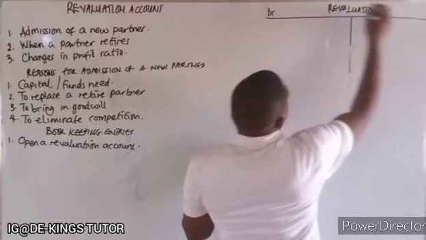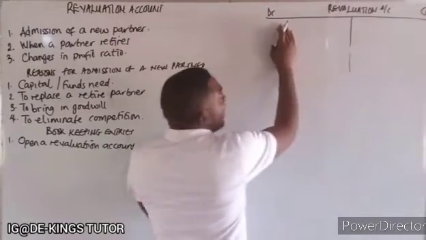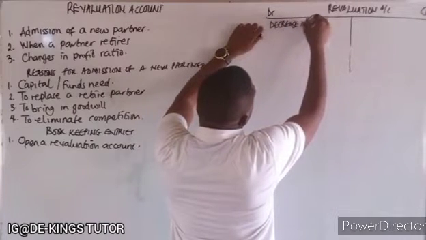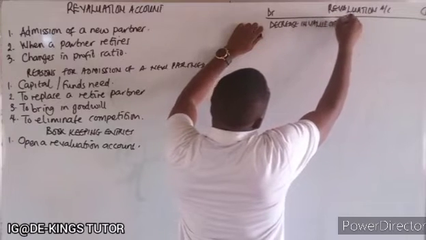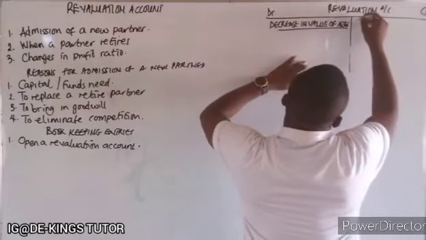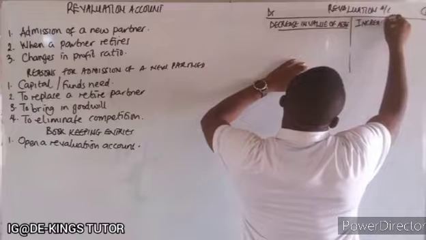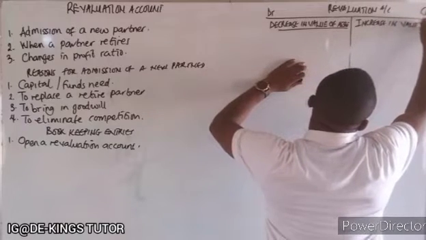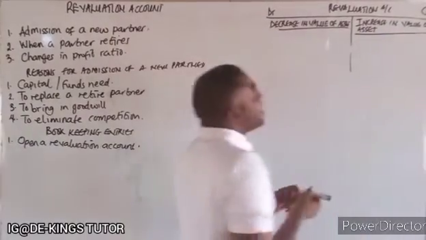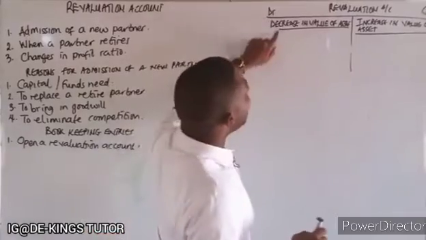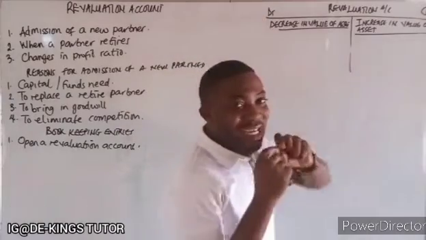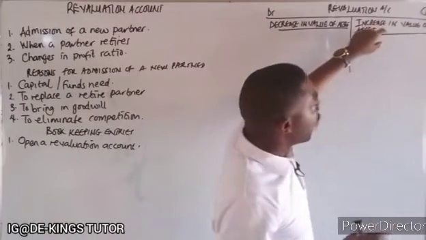Now, we also have the debit and the credit. The debit will show decrease in value of assets, while the credit will show increase in value of assets. Now, this is for assets, but for liabilities, increase in value of liabilities will be at the debit, while decrease in value of liabilities will be at the credit.